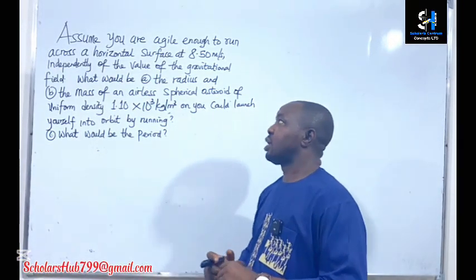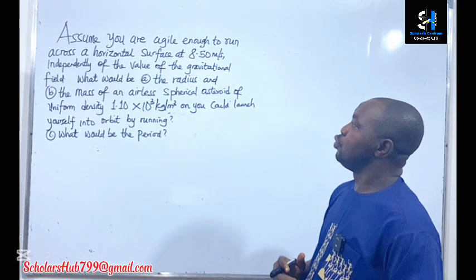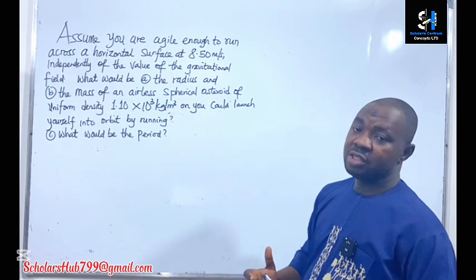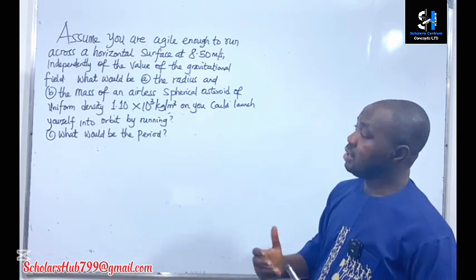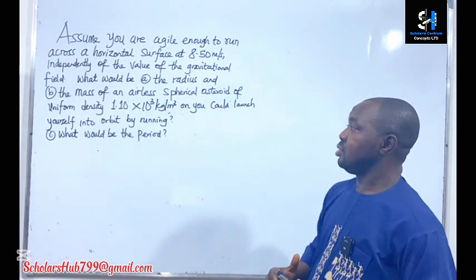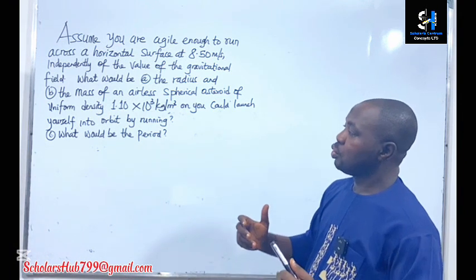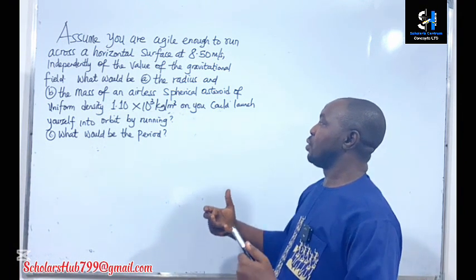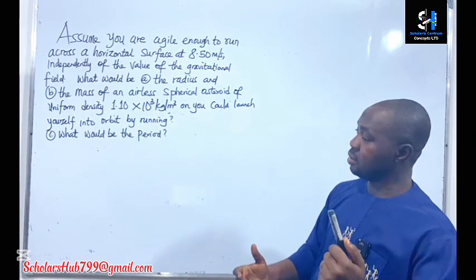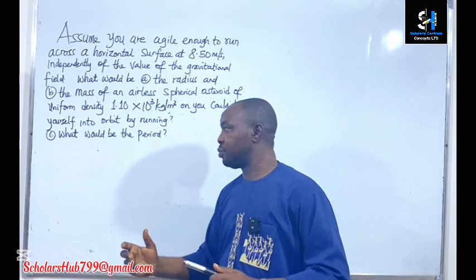Now let's solve this challenge question on the board. Assume you are agile enough to run across a horizontal surface at 8.50 meters per second, independently of the value of the gravitational field. The first task is: what will be the radius? Then the second task: what will be the mass of a spherical asteroid of uniform density 1.10 times 10 to the power 3 kilograms per cubic meter on which you could launch yourself into orbit by running.